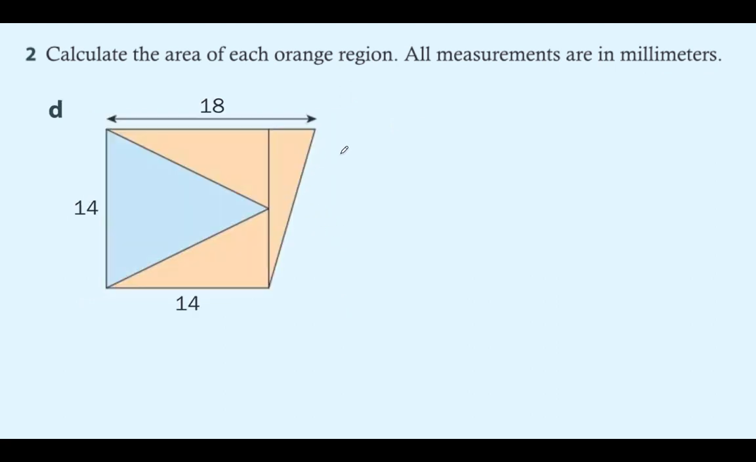Okay, now in part D, so this is 4 and this is 14. So now I will find the area of this triangle, that is half into 4 into 14, plus the area of this square, that is 14 times 14, minus the area of the unshaded part, that is half into base into height. So the base of this triangle is 14 and the height always makes a right angle, so this is also 14.